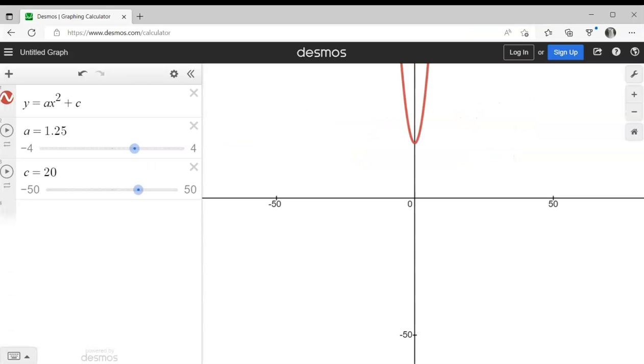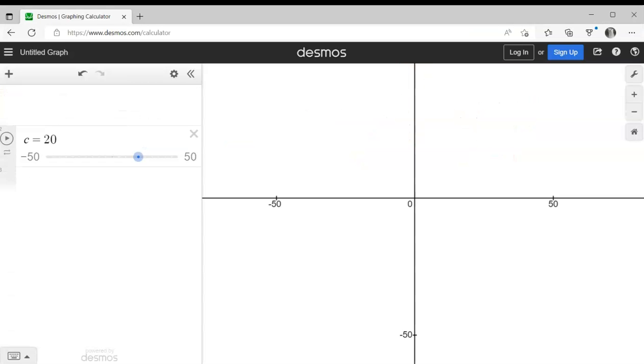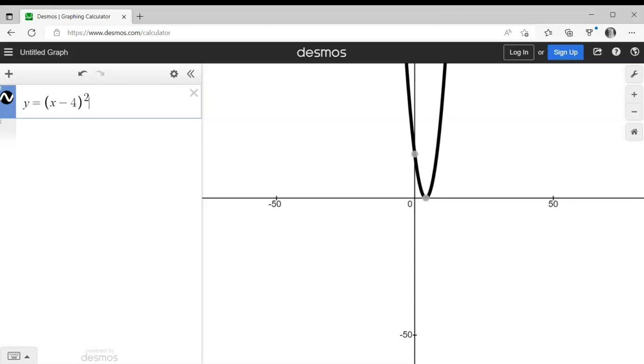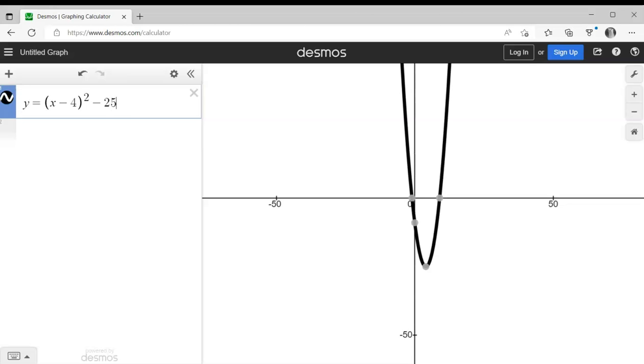Now you can see this. Let's clear this off. If I was to graph y equal to (x - 4) squared minus 25, you can see that the graph crosses the x-axis in two places. So right there at negative 1, and right here where x is 9, which is the same answers we got before.